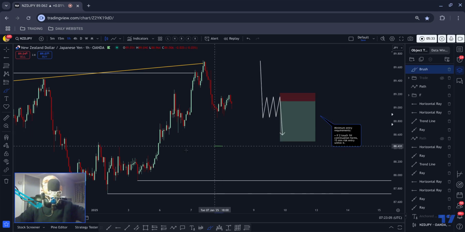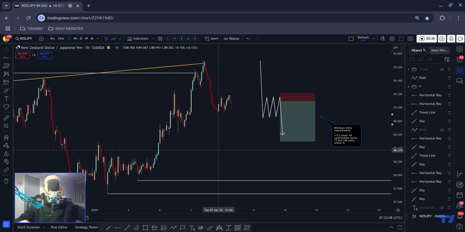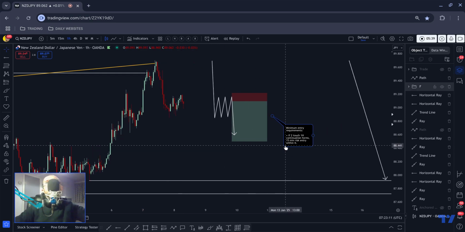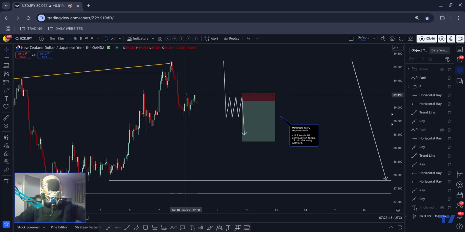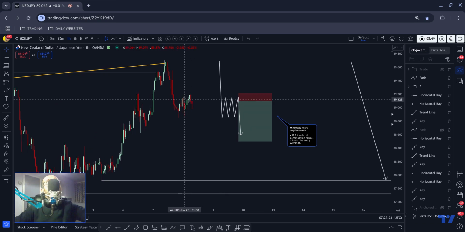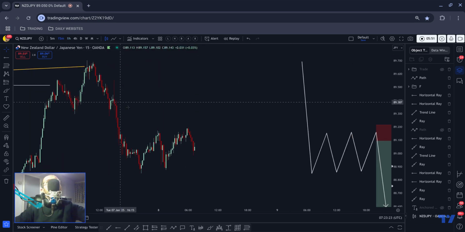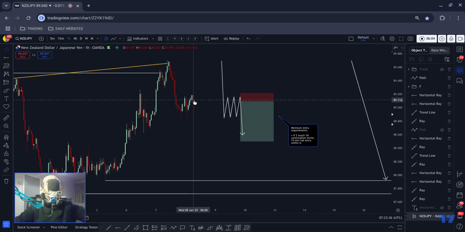Okay, minimum entry requirements: if a 2-touch 1 hour continuation forms, a 15-minute risk entry within it. Okay, so we have the high there. We're high up in the run. We have this high here. We come back in, we tap into it, and then I got short just because the 15-minute, I wasn't convinced by these rejections here. I just wanted a little bit more weight. Okay, so what I was looking for is this. So I waited for this 1 hour candle to close just before I made this video. And then I got short after that 1 hour close.